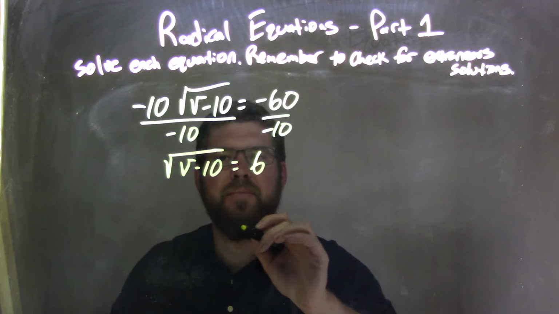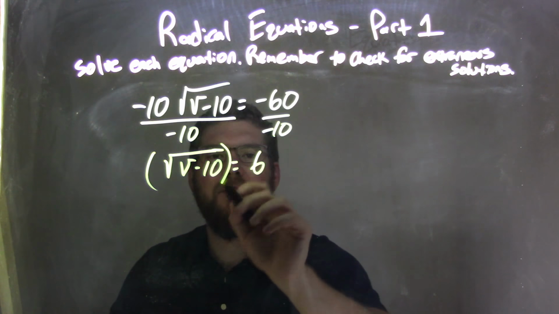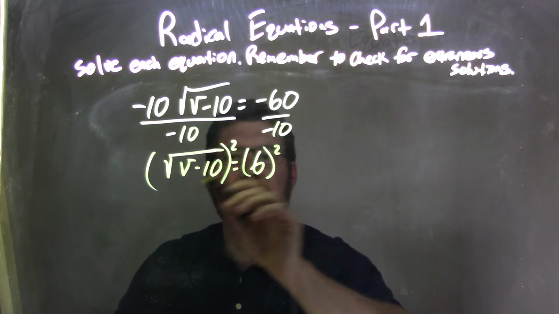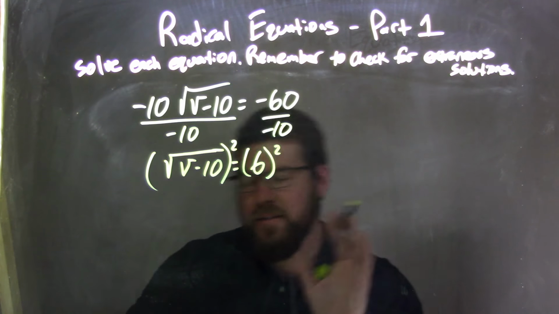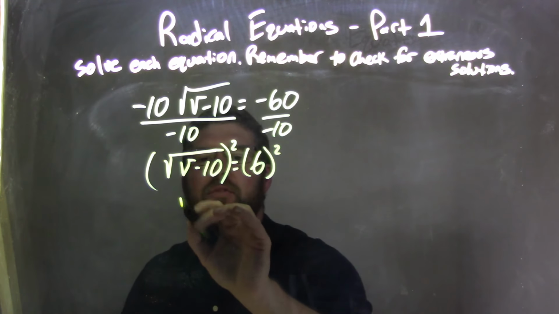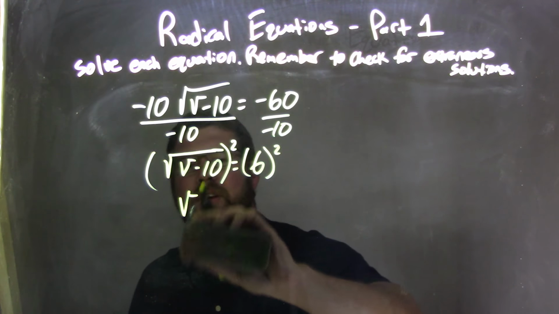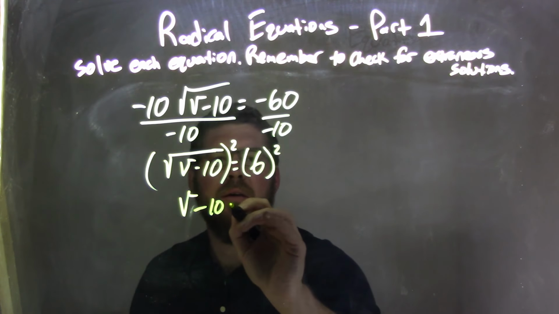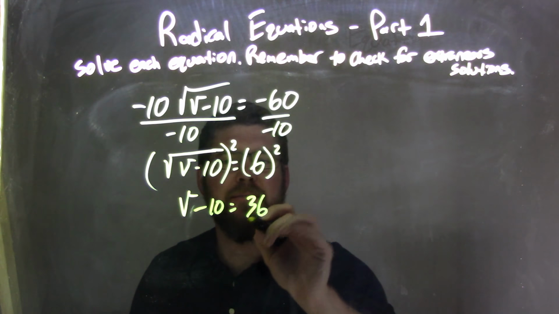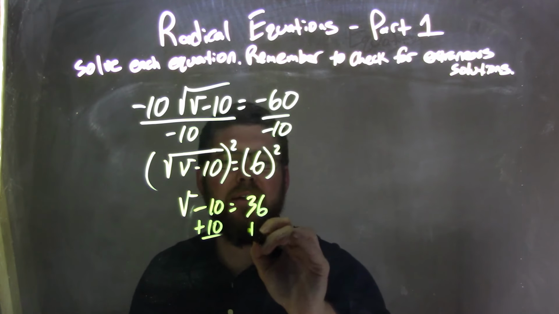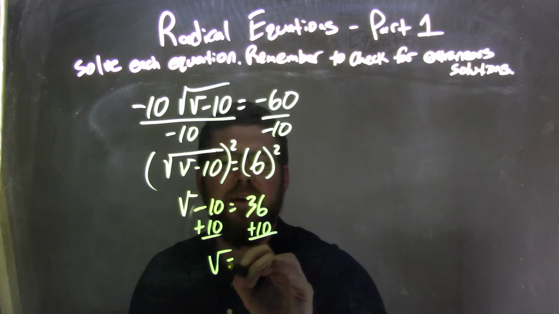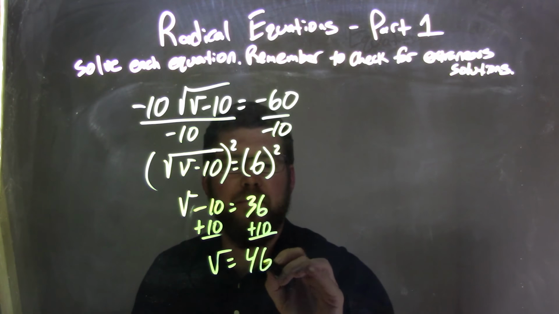I then have to square both sides because the square root is isolated, so I need to get rid of it. So I'm left with v minus 10 equals 6 squared, which is 36. I then add 10 to both sides, leaving me with v equals 46.